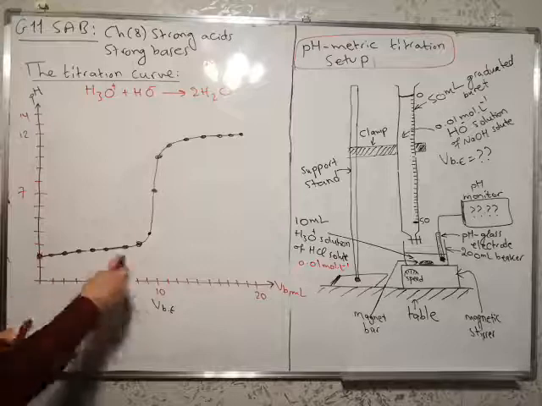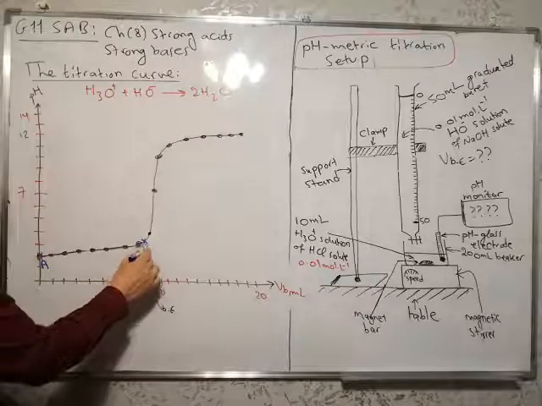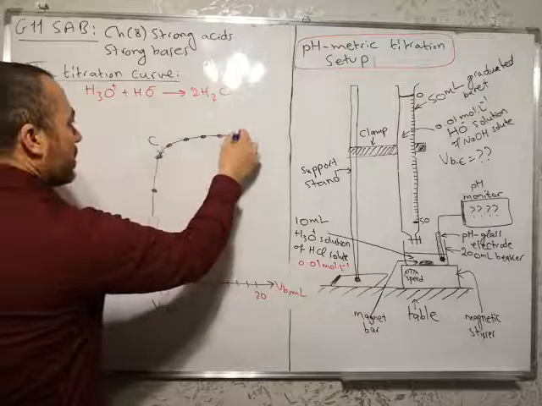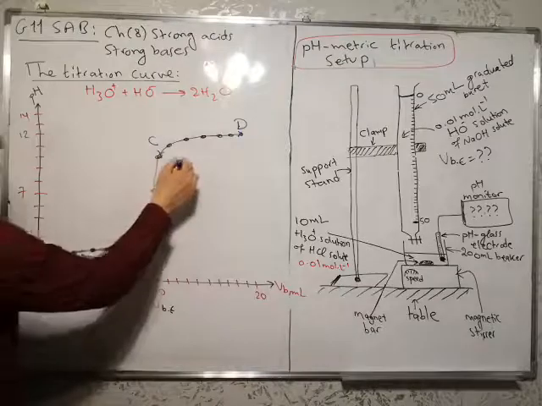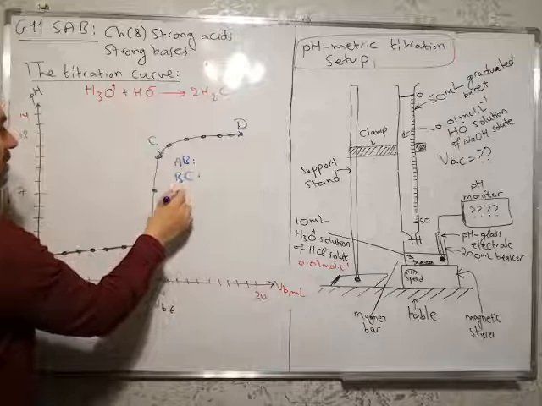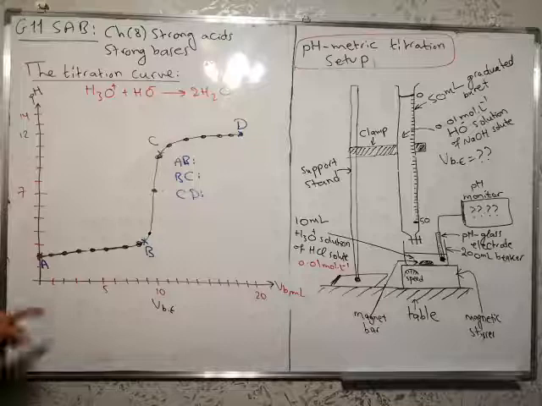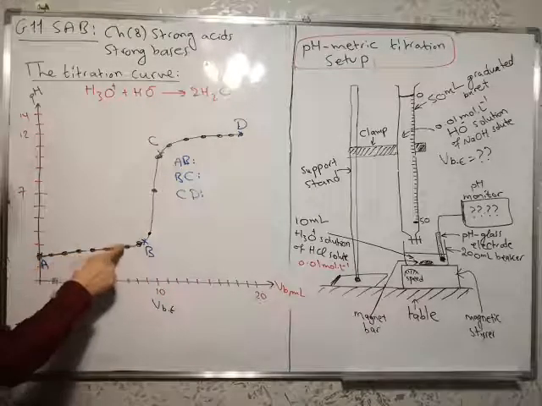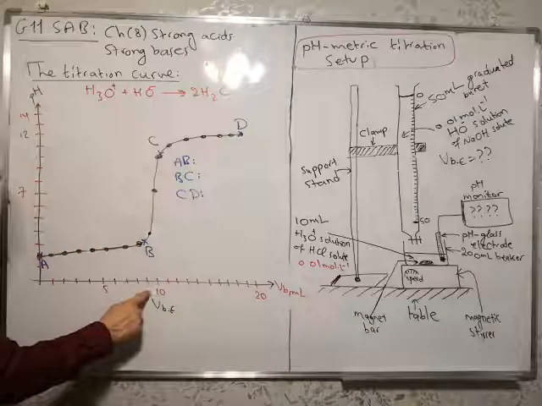Let's use the blue pen. Part A, B, part B, C, and part C, D. Here we see three parts: part AB, part BC, part CD. The first part increases slightly in pH when the volume of the base is added from the burette.